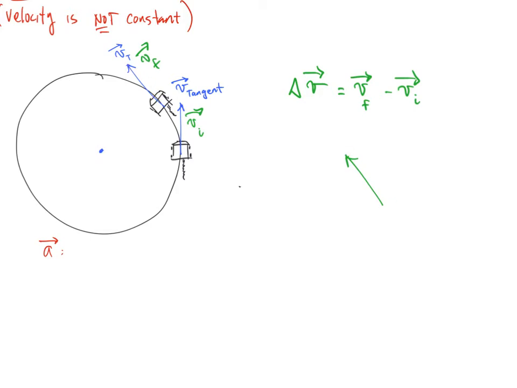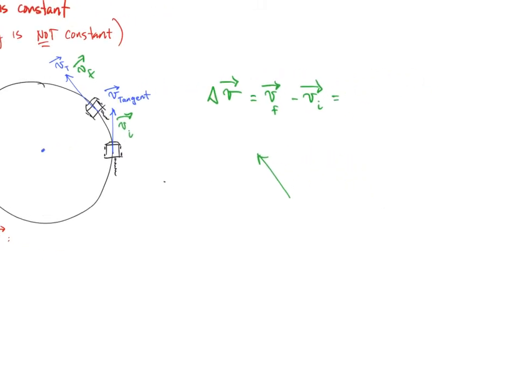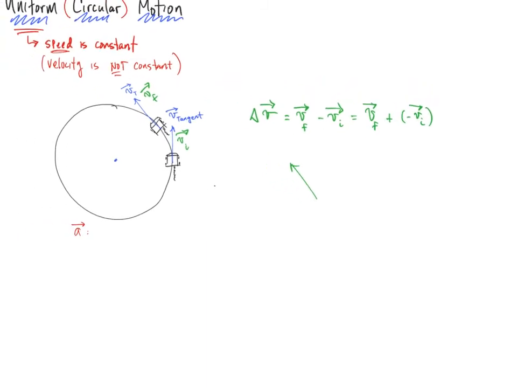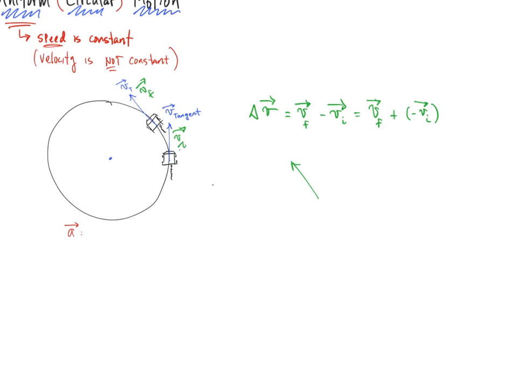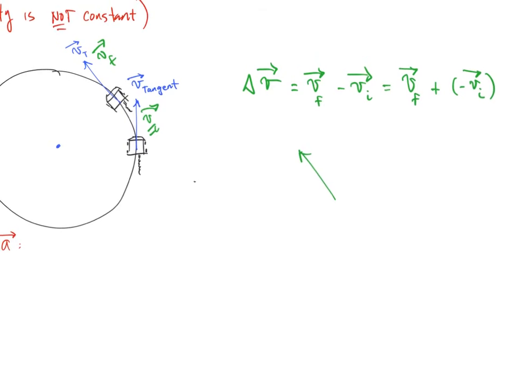And in vector notation, when you subtract vectors, remember that that's the same thing as taking V final plus the negative of V initial, right? That would be another way of writing this. So I'm going to take the negative of V initial. So here, this was V initial. The negative of V initial would just be the same length vector but directed downwards like that.